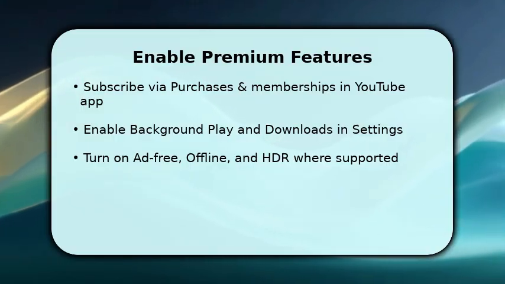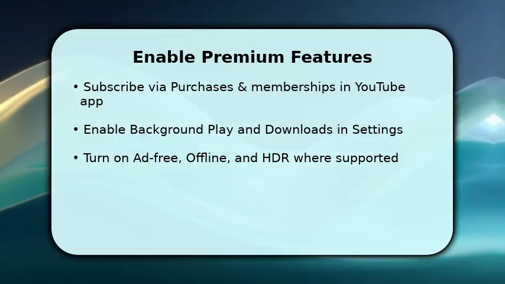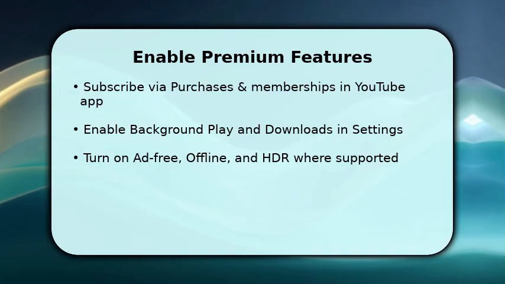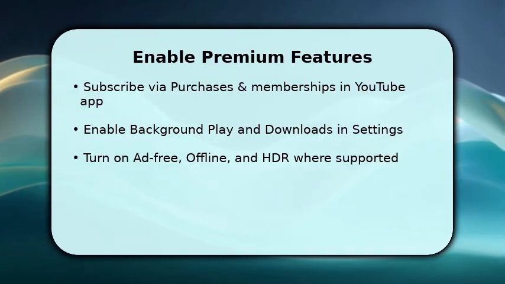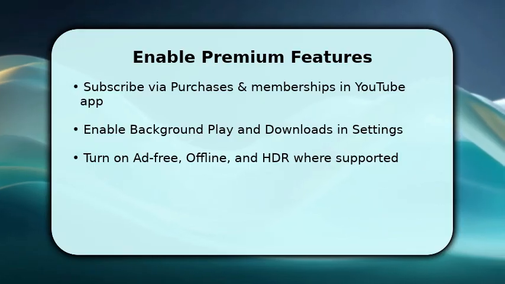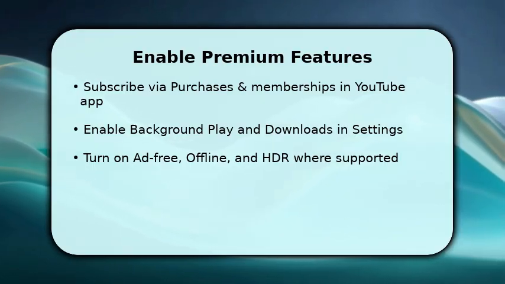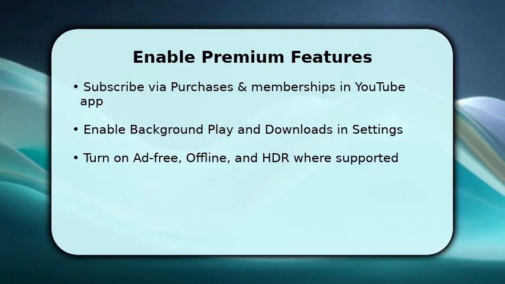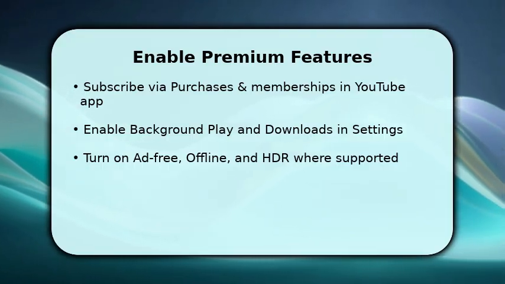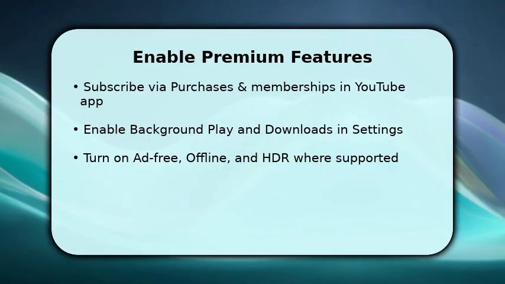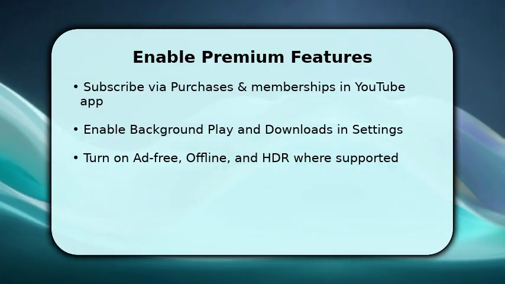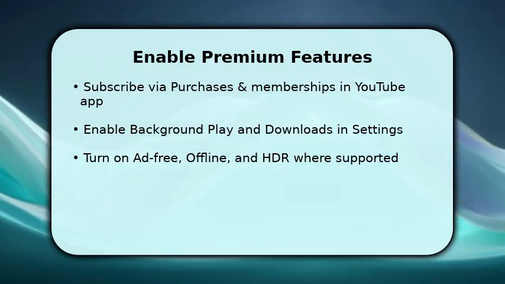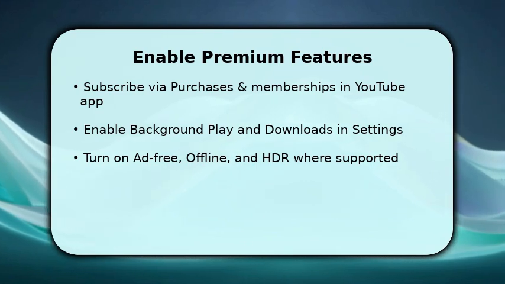After subscribing, go to Settings and enable background play and downloads so video keeps playing while you use other apps or offline. Also enable quality preferences to allow higher resolution and HDR on supported Samsung displays. This improves picture. Make sure offline storage location points to internal or SD card as preferred. Then you finish by verifying.